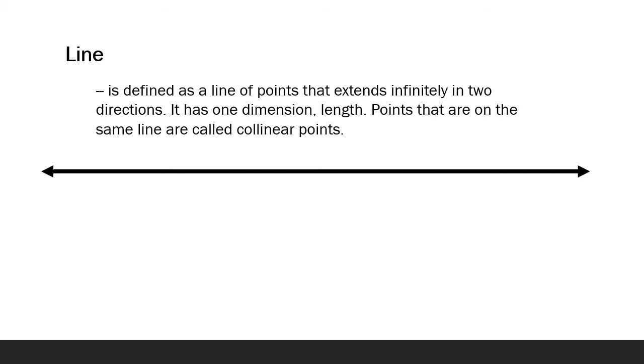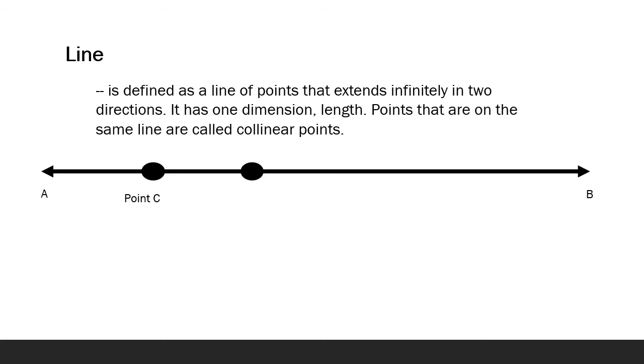So we have here a line. As you can see, there is an arrow going to the left and an arrow going to the right. It indicates that it extends infinitely to the left and infinitely to the right. So any points in the line are what we call collinear points.